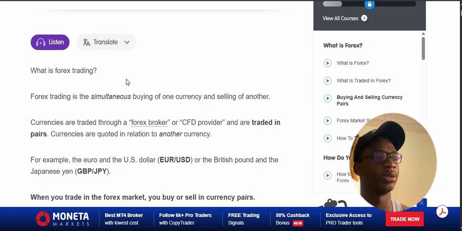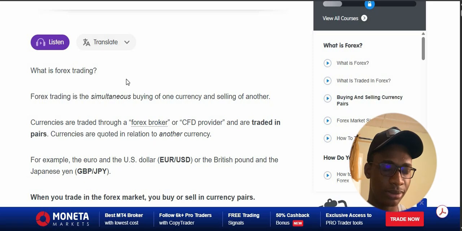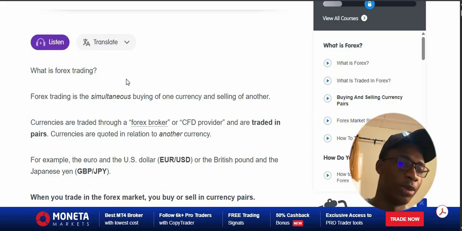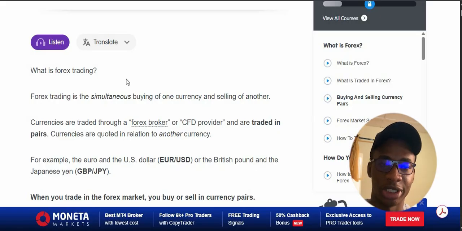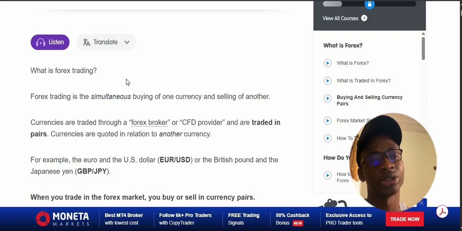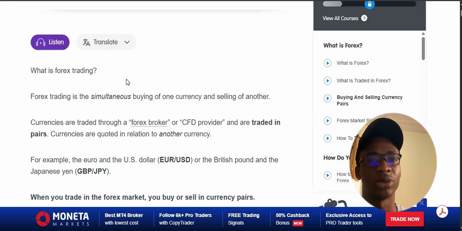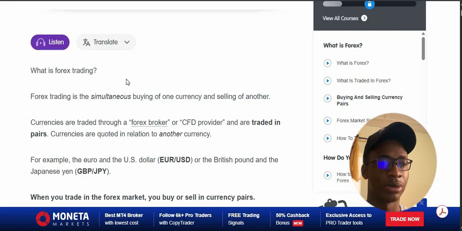So right now on my screen, you see currencies are traded through a forex broker. So what are forex brokers? Forex brokers are companies that we give our money to, we deposit our money into, and they link us into the forex world, right? There are different types of forex brokers. We have XNext, we have Access Markets, we have so many types of forex brokers. And currencies are traded in pairs.